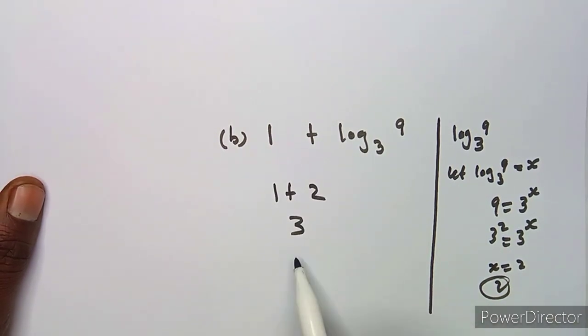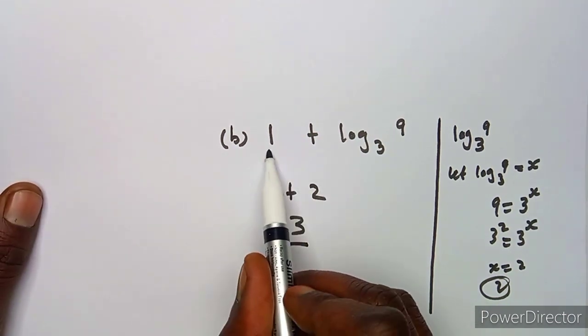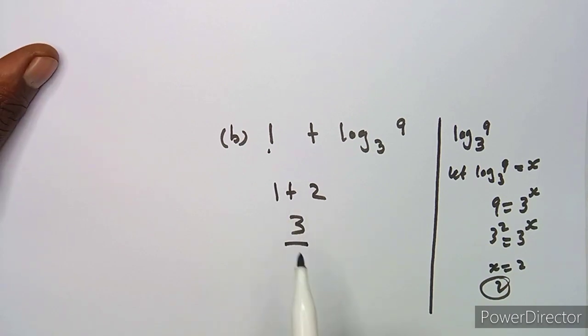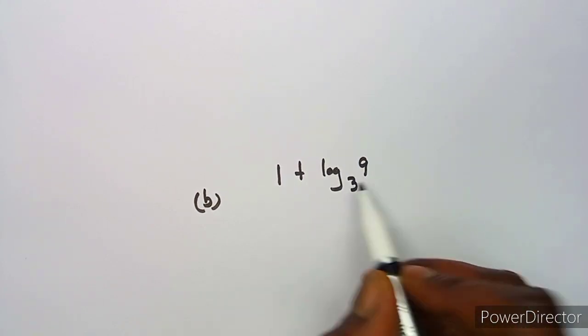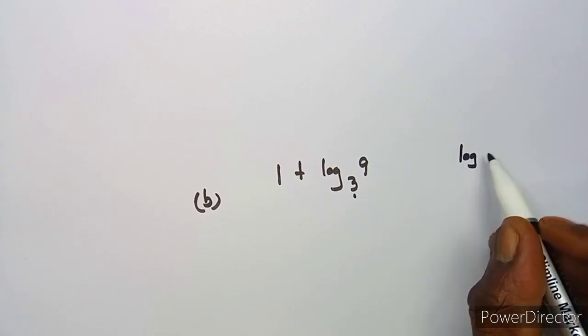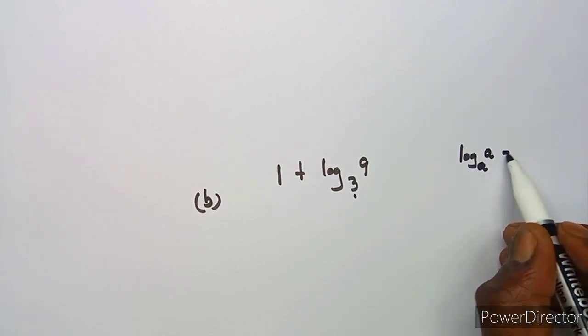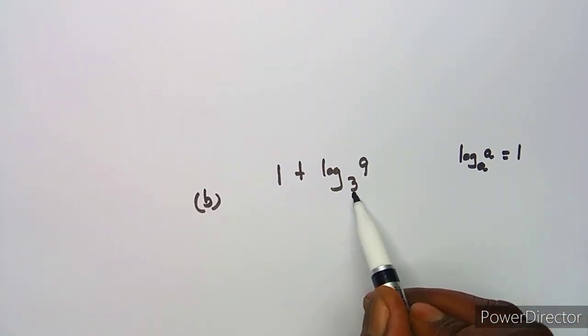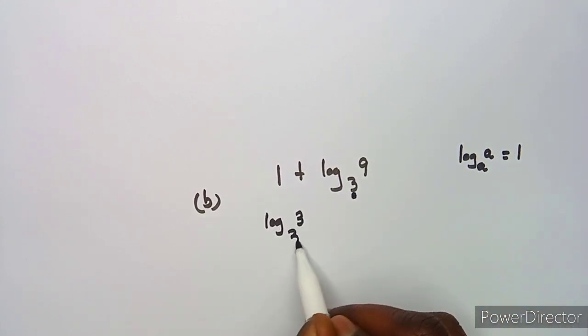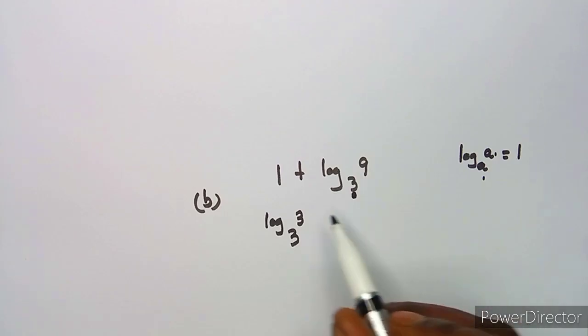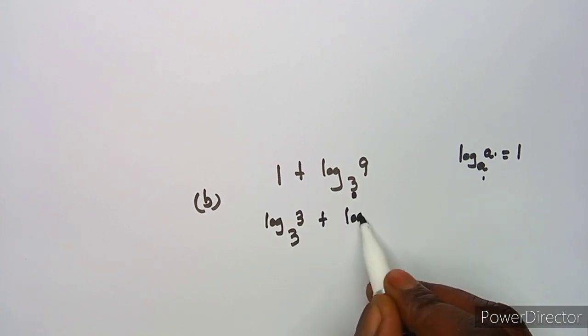Or this is what we can do. Since we cannot add this number because this is 1 which is added to a log, I can convert the 1 to a log, like I did to convert a log to a number. How is it possible to convert a 1 to a logarithm? You are in base of 3, and for you to obtain a 1, the number and the base must be equal. So this 1 is the same as log of 3 in base 3. As long as the number and the base are the same, you obtain 1. So 1 is the same as log 3 base 3 plus log 9 base 3.